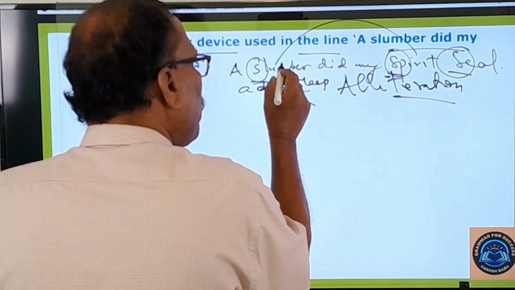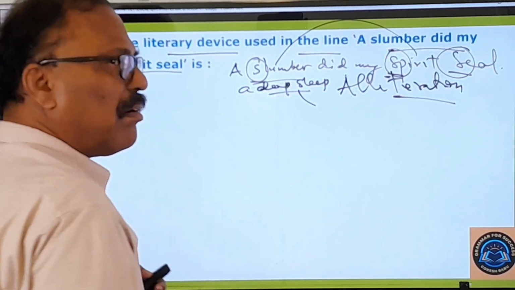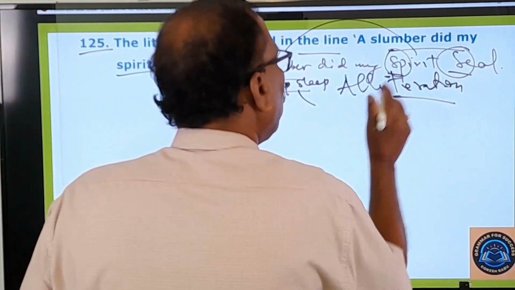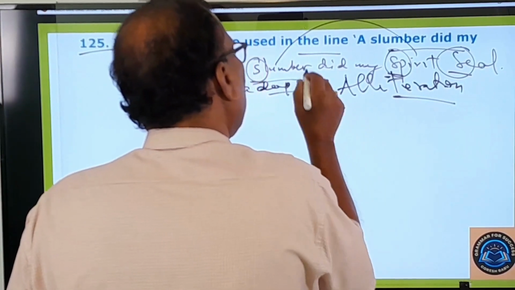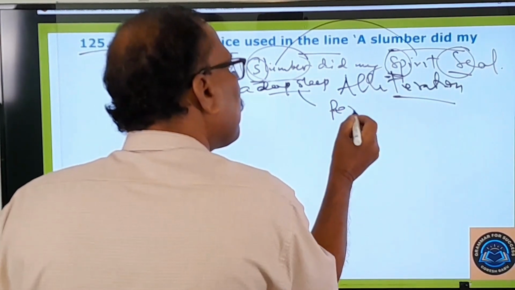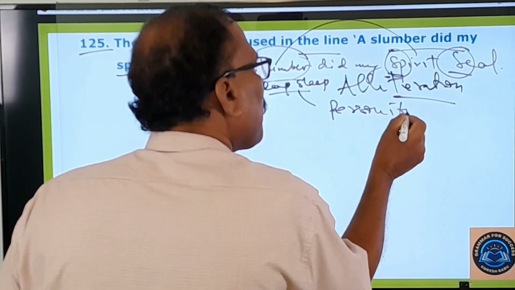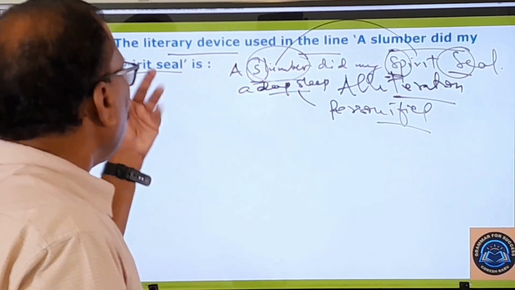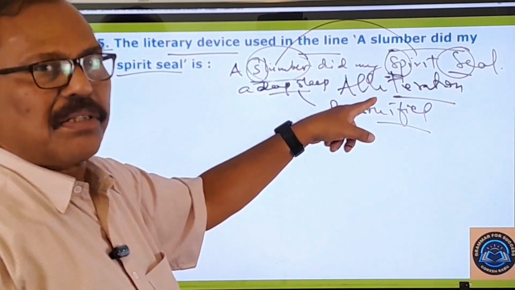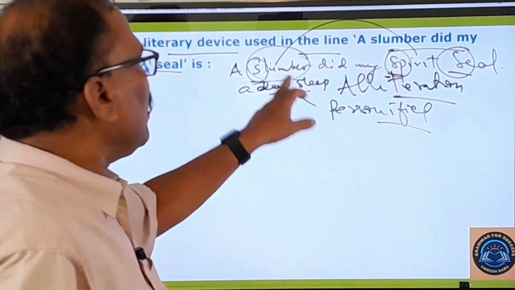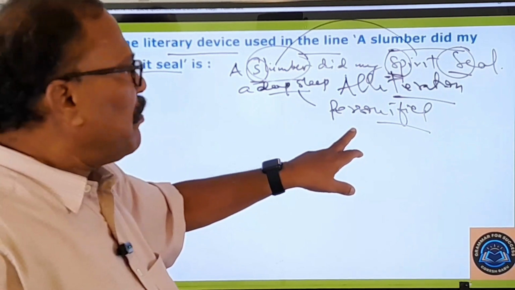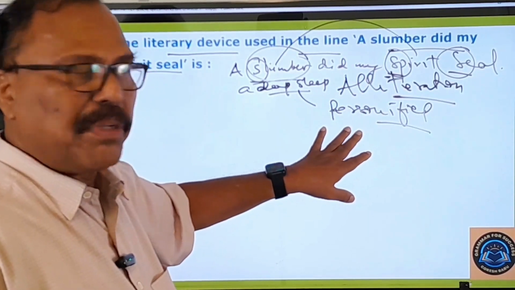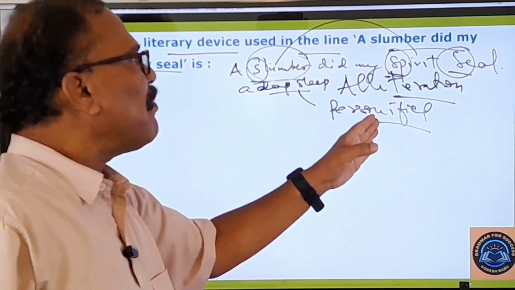So here the slumber is given human traits, human qualities, and therefore you can also call it what? A personification. Here this slumber is personified. Superficially, if you want to answer this question, it is an alliteration. If you go deep into the poem, then it is a personification. That means it is both an alliteration as well as a personification, because here the slumber is personified.